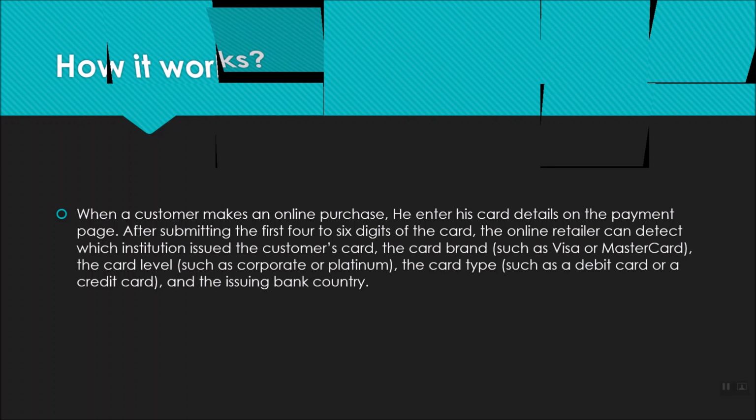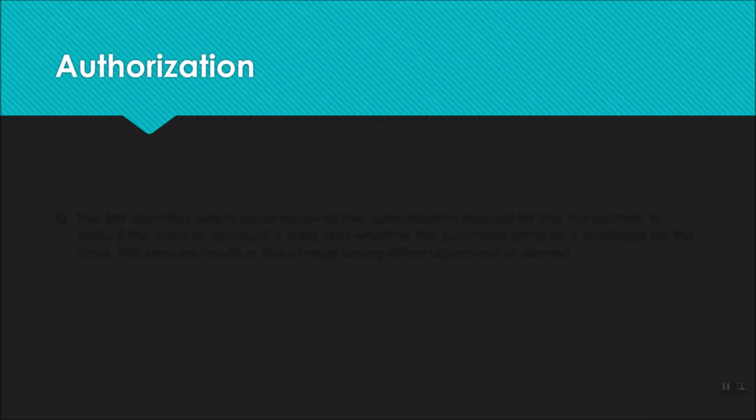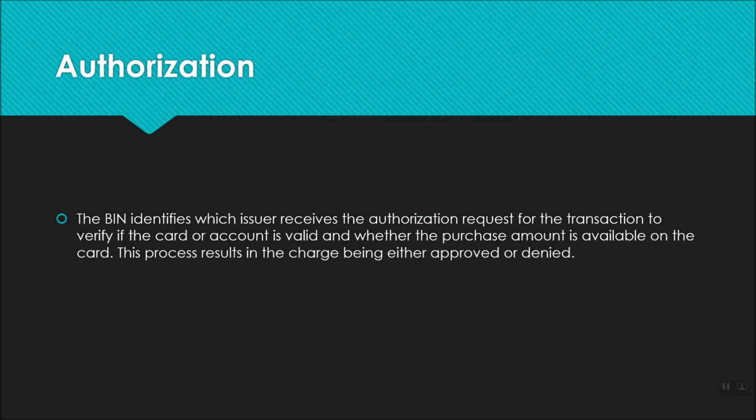Next, we move on to the authorization part. The BIN identifies which issuer received the authorization request for the transaction, to verify if the card or account is valid or not and whether the purchase amount is available on the card or not. This process results in the charge being either approved or denied.